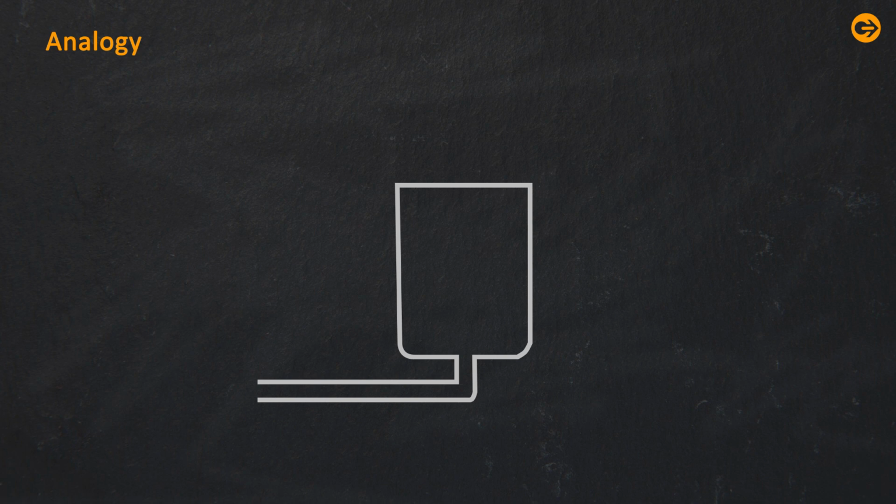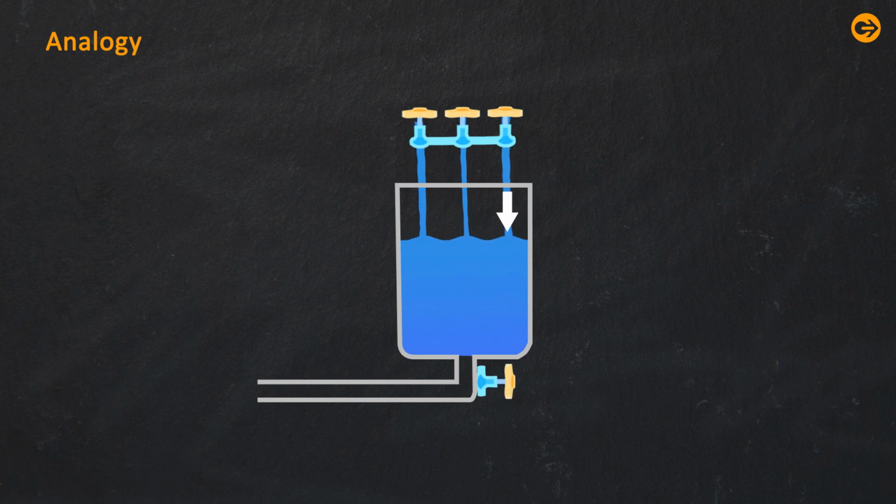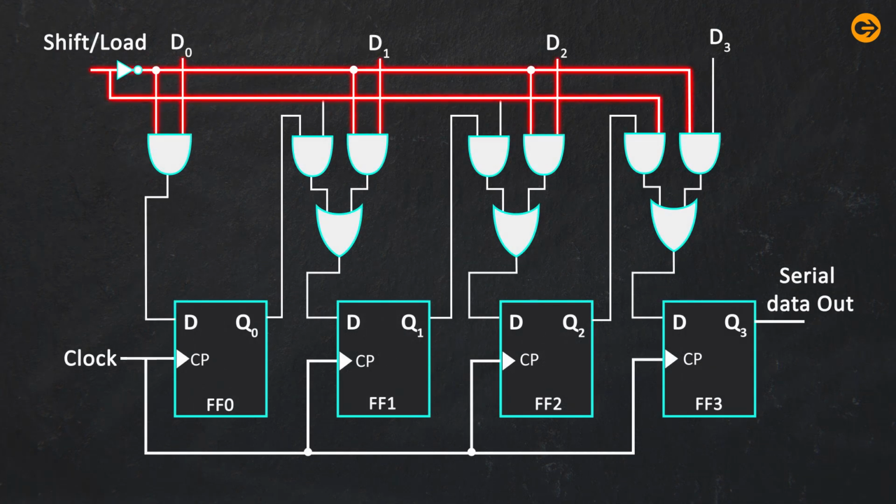As an analogy, let us consider a vessel. We pour water into the vessel from numerous faucets in a parallel fashion, which we can see in the figure, which fills the vessel. Now, let us imagine that there is a tap at the bottom of the vessel by which the water passes out serially. In parallel in, serial out shift registers, the data is also applied in a parallel way and read out serially, as shown in the figure.